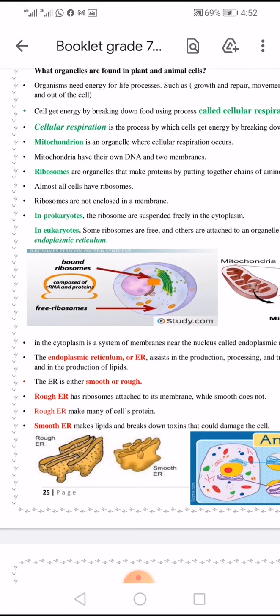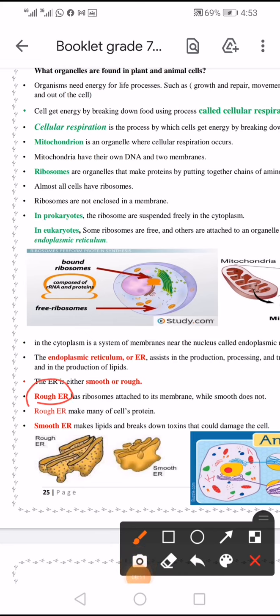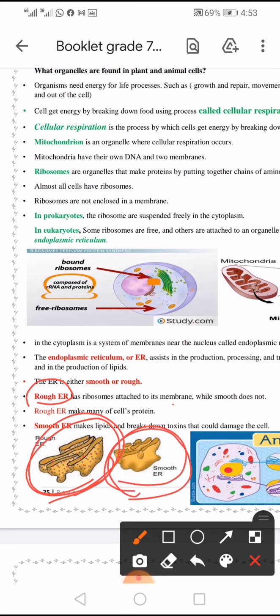We have two types of endoplasmic reticulum: smooth endoplasmic reticulum and rough endoplasmic reticulum. Rough endoplasmic reticulum has ribosomes attached to it, like this. This is a rough endoplasmic reticulum, which has ribosomes attached to its membrane, while smooth endoplasmic reticulum does not. It's smooth, and does not have ribosomes.